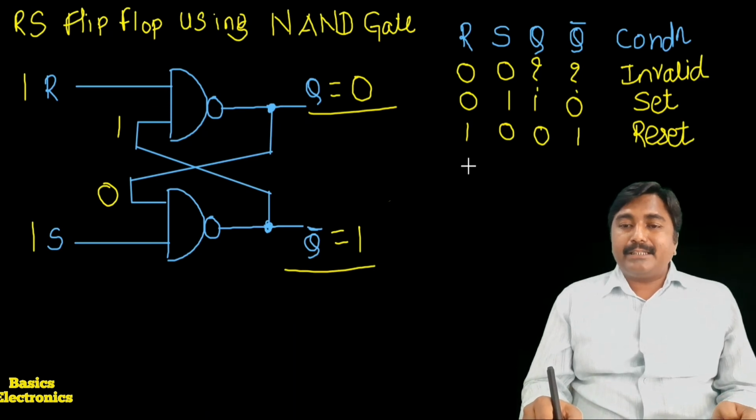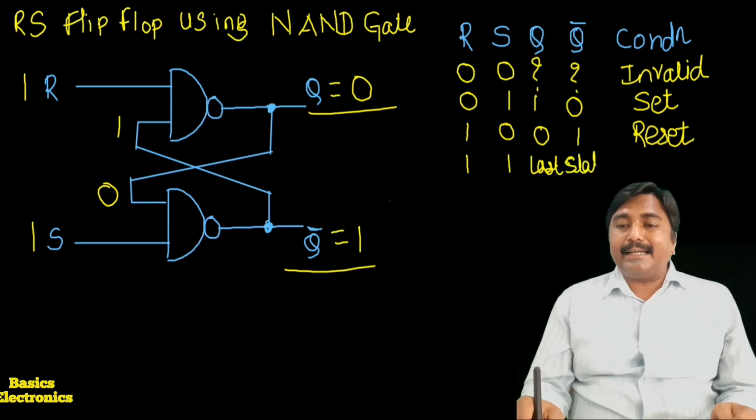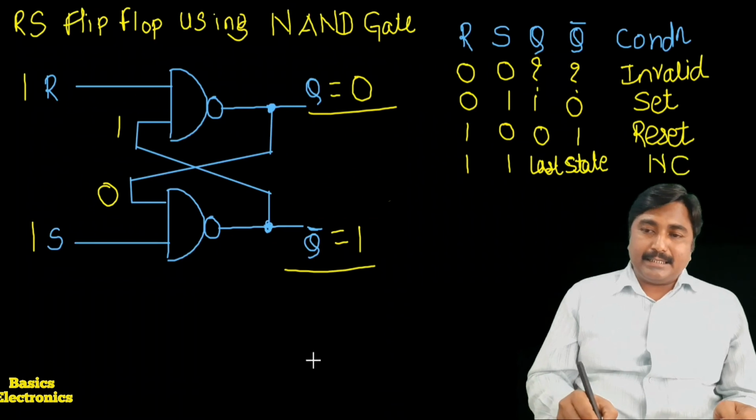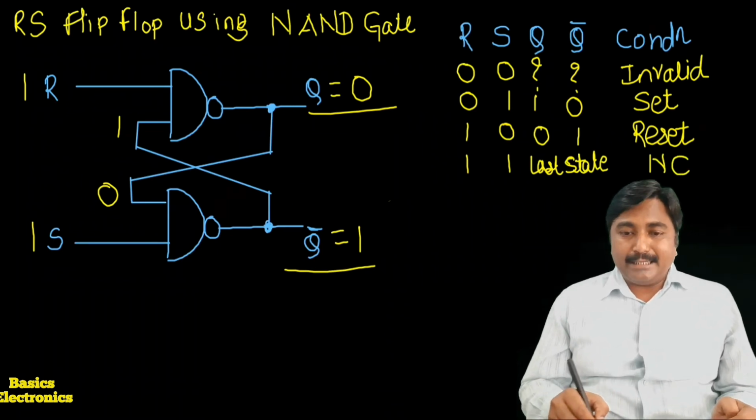So here we say when R is equal to 1, S is equal to 1, it produces the output. That output is the last state. Here we write down last state, and in the condition we write down the no change condition. If we compare the truth table of the NAND gate flip-flop and the NOR gate flip-flop, both do not have the same state, the two are different.